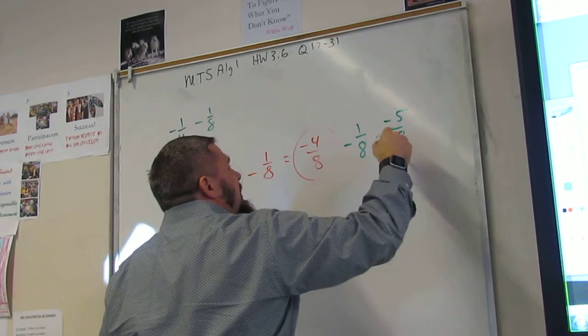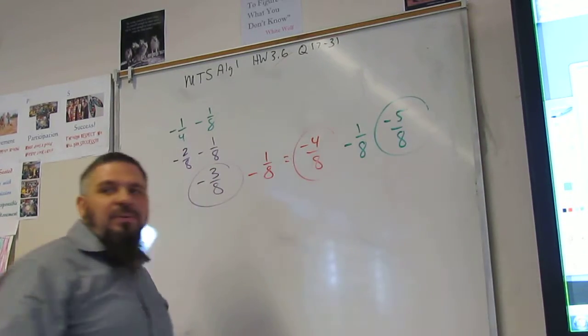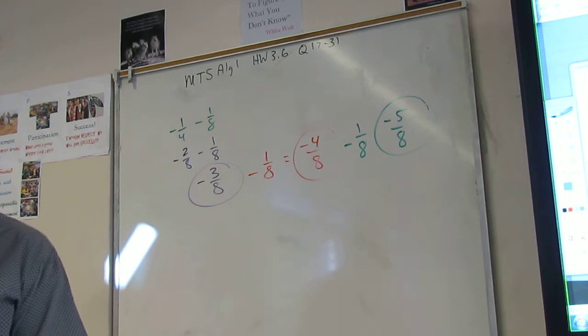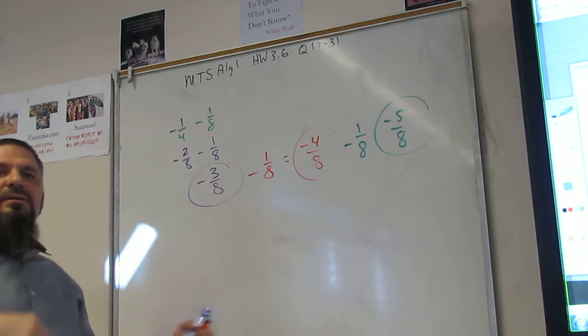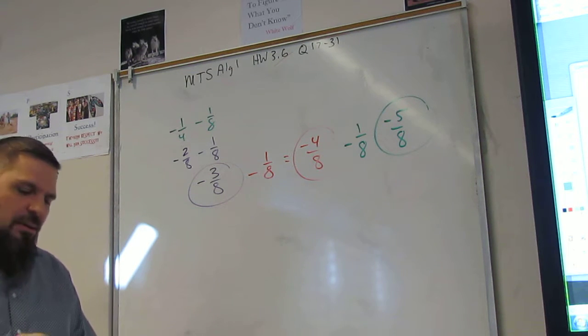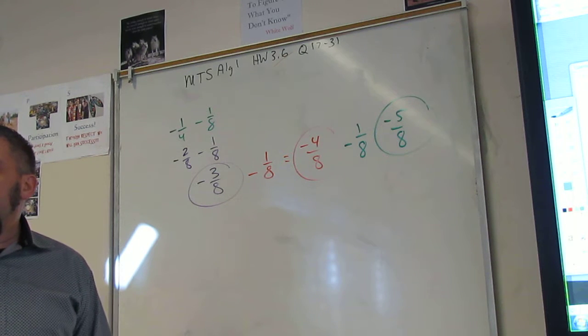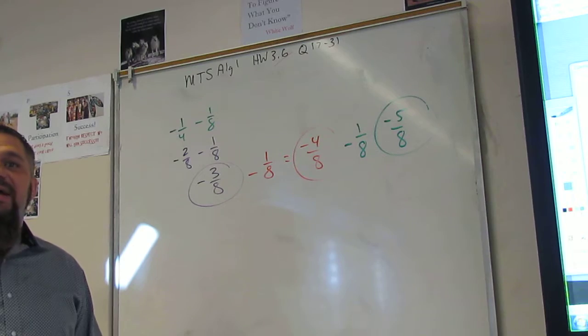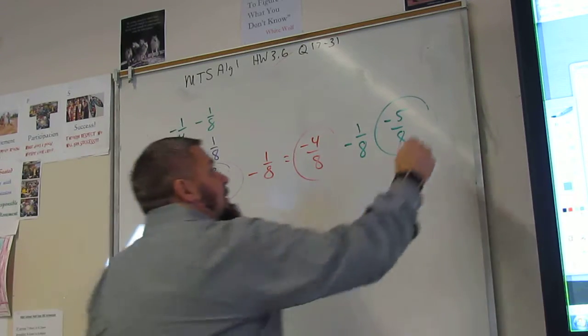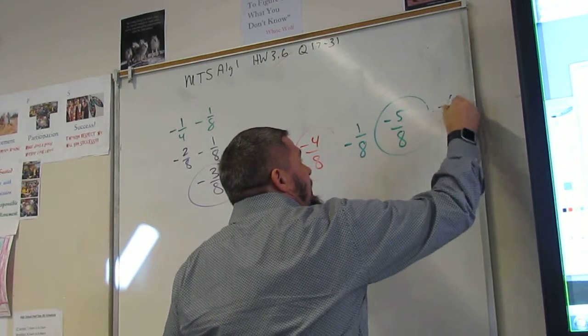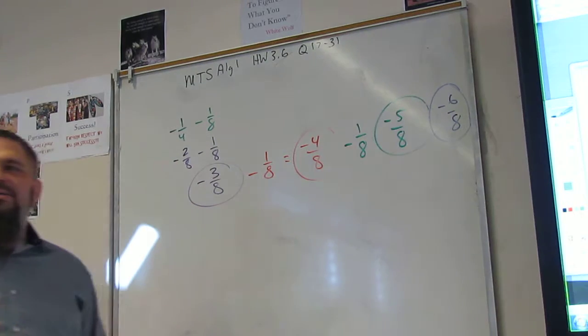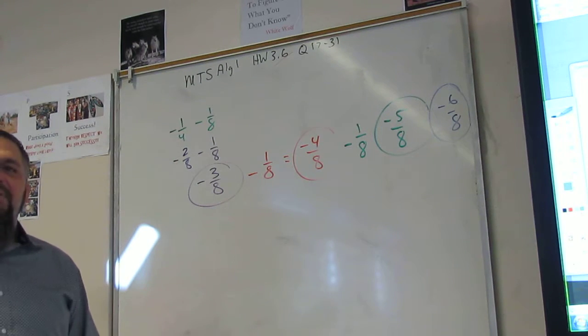See the pattern? That's the key about sequences. There's always a pattern. Okay? In this case, the pattern is minus an 8. Now, the last one will be what? If I minus 1 from 5, I get 6. Minus 6/8. See, I didn't even have to write it. Now I just know it. Now I've got to rewrite these though.